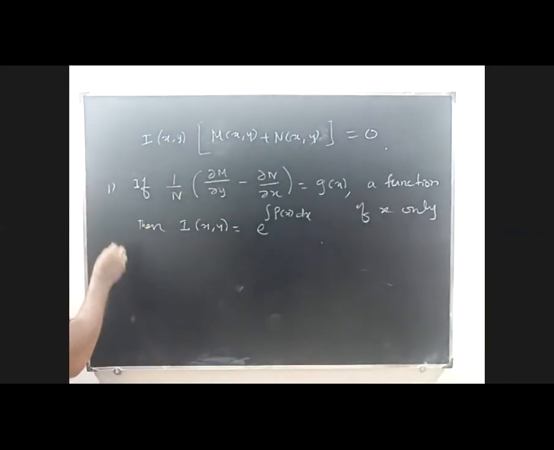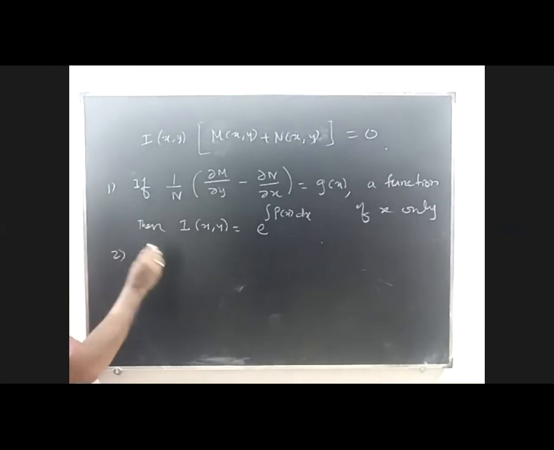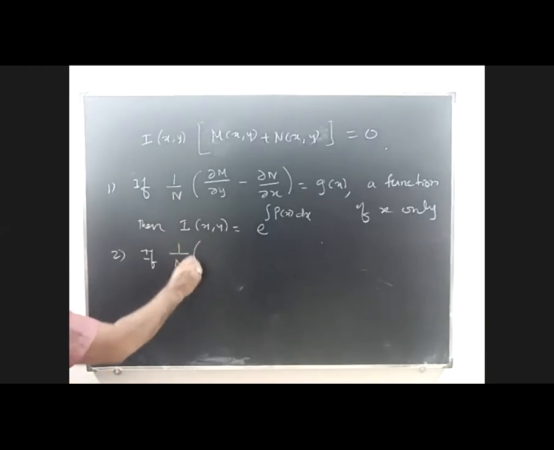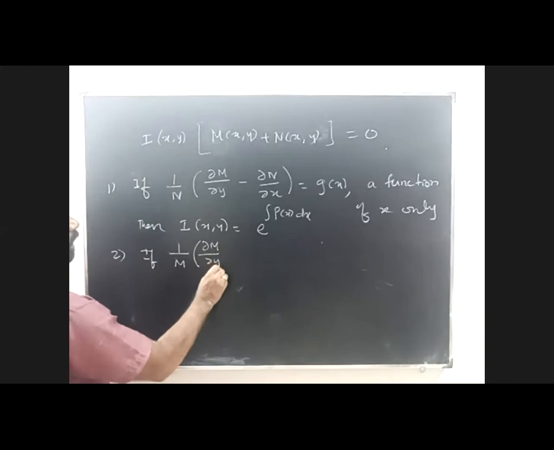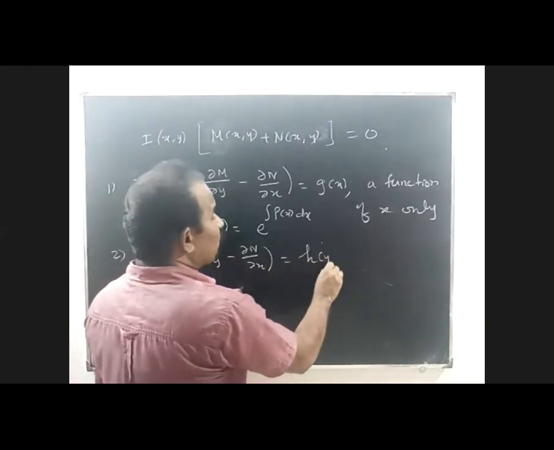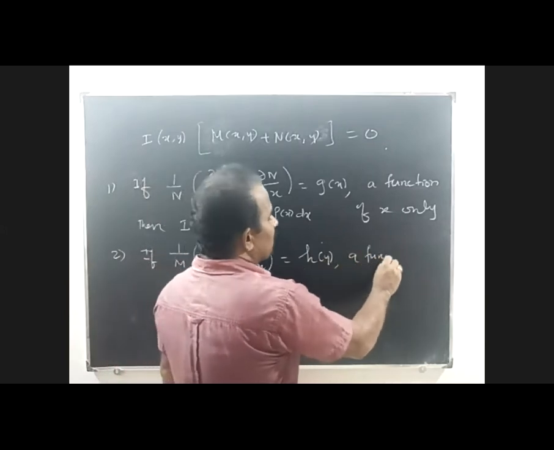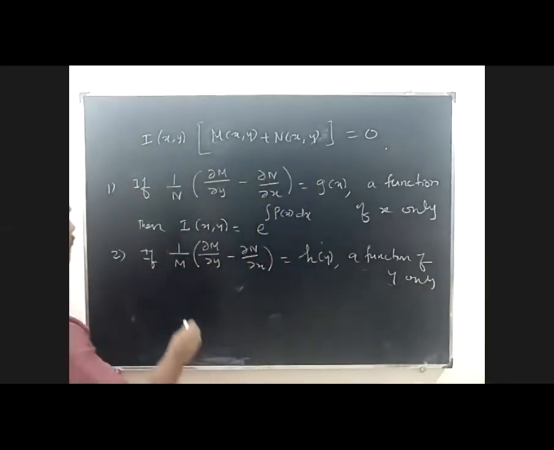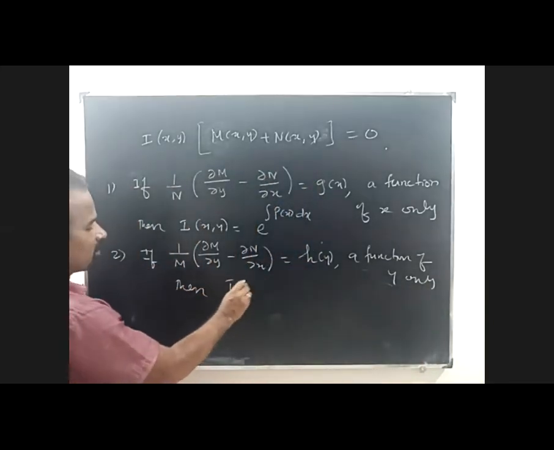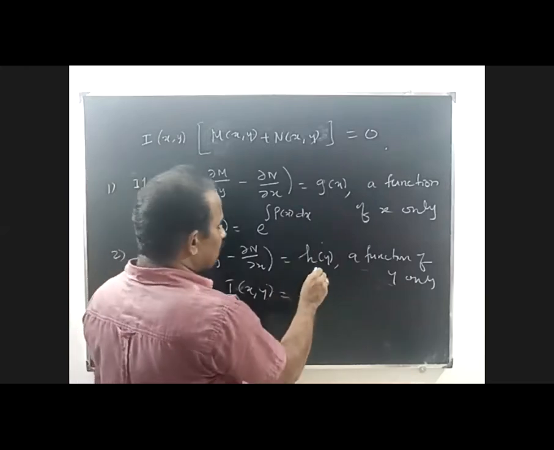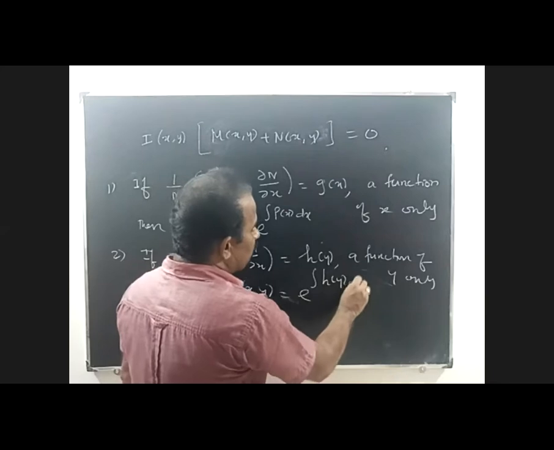Number two is, if 1 by M into dou M by dou y minus dou N by dou x equals some h of y, a function of y only, then let us take the integrating factor as e power integral h of y dy.